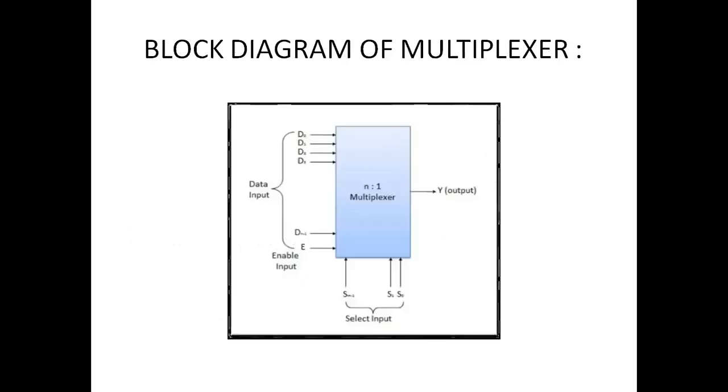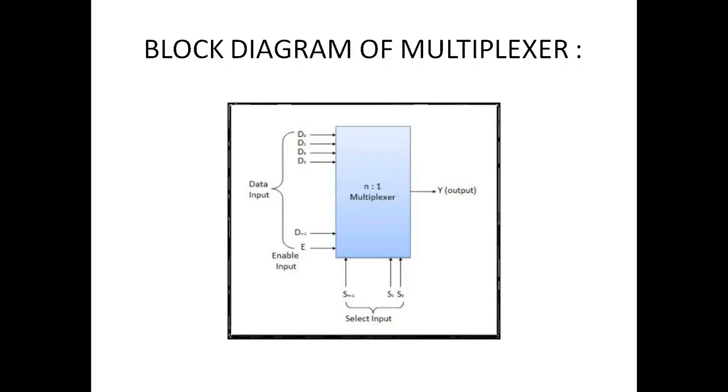Now let us study the block diagram of a multiplexer. In general, we define the multiplexer as an n-to-1 multiplexer, where n is the number of inputs and 1 is the output. We denote the select lines with S. If we take n as the number of inputs, these are D0, D1, D2, D3 up to Dn, the data inputs. Y is the output. S0, S1, S2 up to Sn are the select inputs denoted by S.